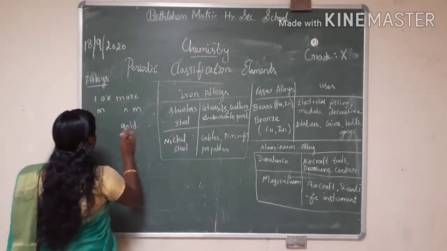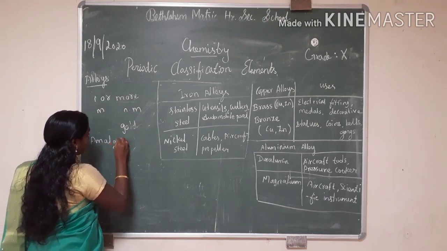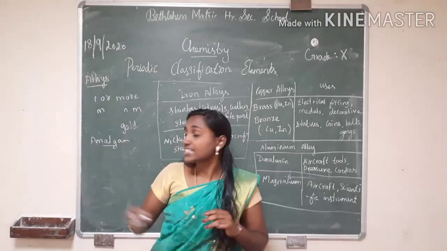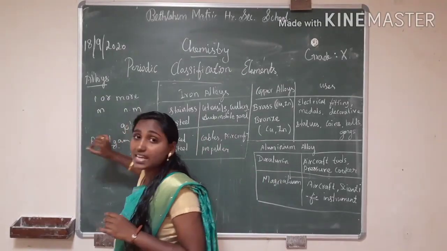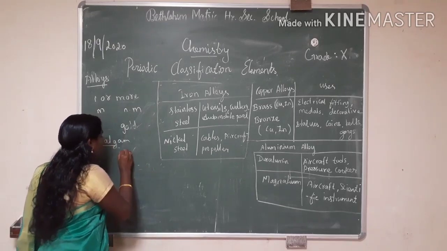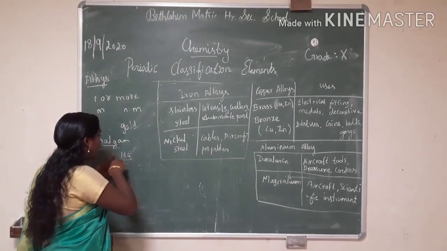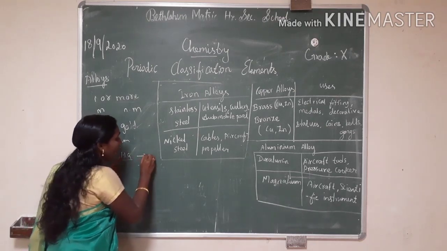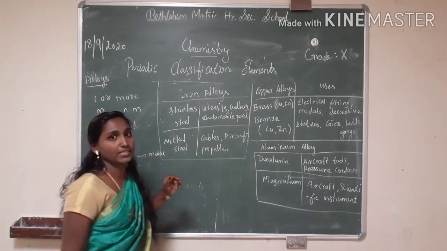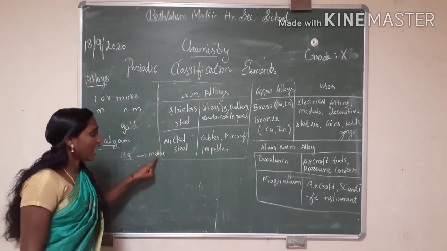Next, we are going to see amalgam. Amalgam is an alloy which contains mercury, with mercury symbol Hg. This amalgam contains mercury with another metal, any one metal. So amalgam is an alloy of mercury with another metal.